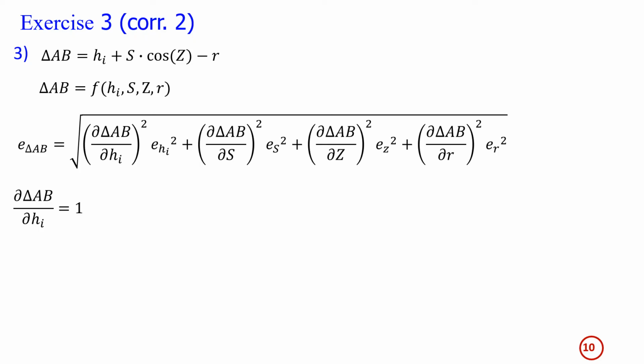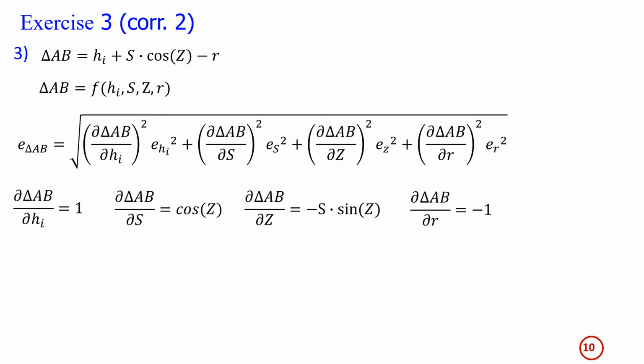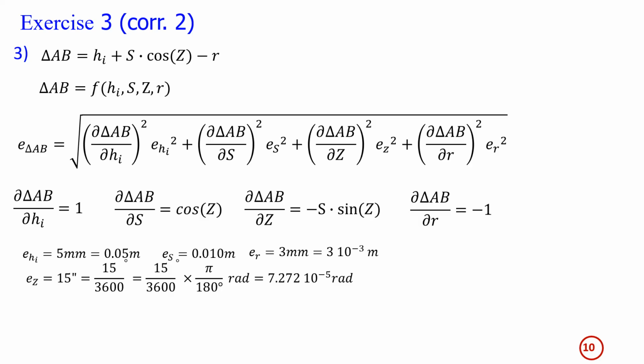If you do this, this is my equation. The partial derivative of delta AB over HI is 1, over S you have cosine Z, over Z you have minus S sine Z, and over R you have minus 1. Normally, if you have your errors, it is better to replace them here. The error on HI is 0.005 in meters.